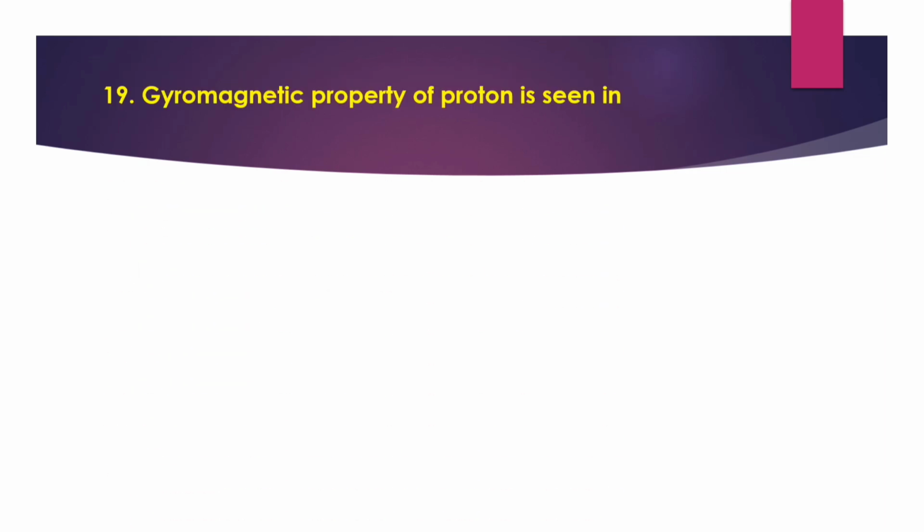Moving on to the next question, question number 19. Gyromagnetic property of proton is seen in option A, MRI; option B, CT; option C, PET; and option D, USG. As you all know, in CT, the beam is X-ray. In PET, which is nuclear medicine, a radioactive isotope is injected. In USG, we are using sound waves. So the proton is related with MRI. So the answer is option A, MRI.